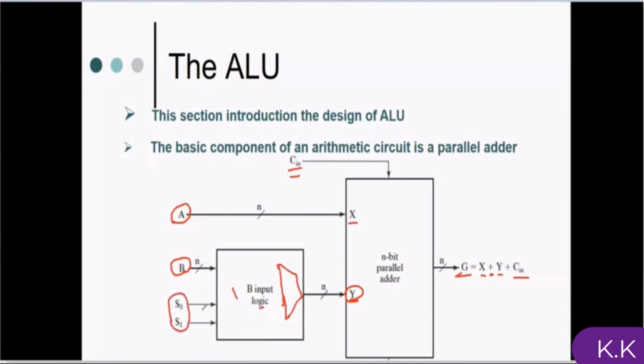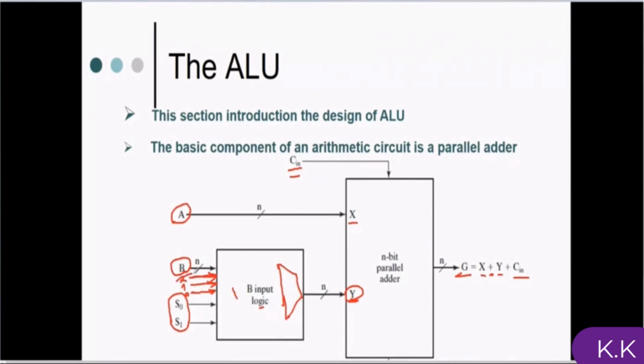So for example, if we have two selectors, we can have 4 possible inputs for the Y and they can be selected here. So this is not a correct block diagram of the input logic because there is only one input. There should be, in this example, 4 different inputs. And one of them is B, another ones can be something else, so B complement, or you can connect it to all 0 and all 1 and select one of them here.